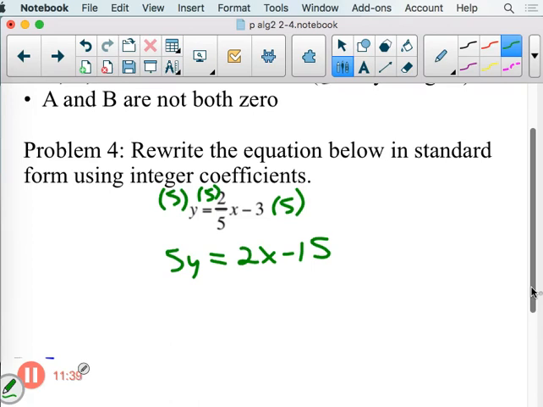Now we're super duper close. All we have to do is move the x over on the side of the y and put it in front. So, what should we do?